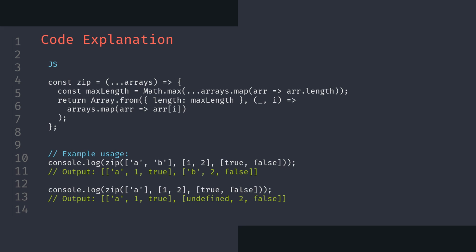This function first determines the longest array length, then creates a new array that's of that size. It maps through each input array, collecting elements at the same index into subarrays. If an array is shorter, it contributes undefined for missing values.